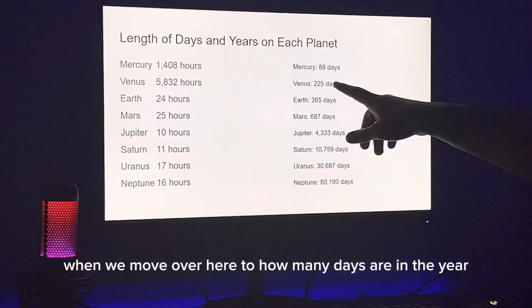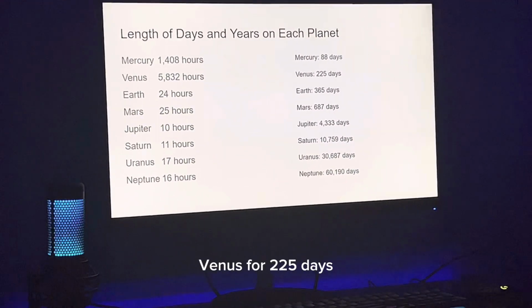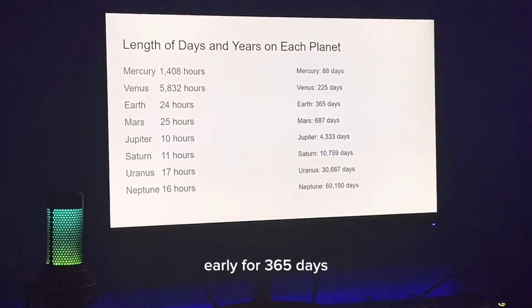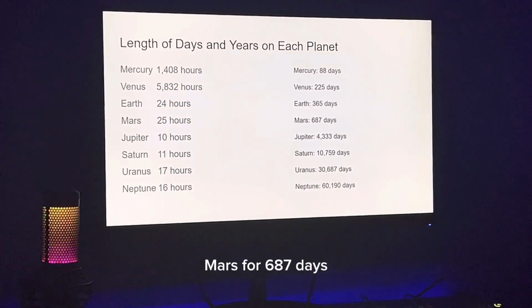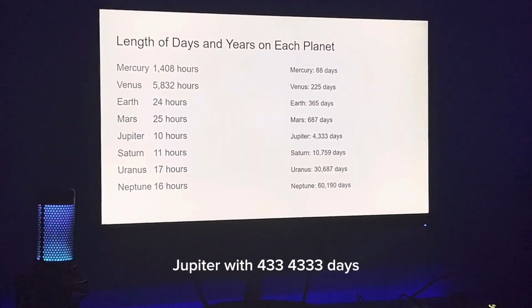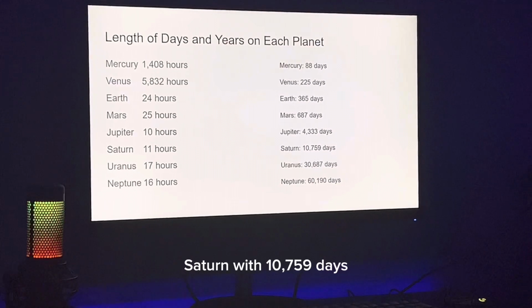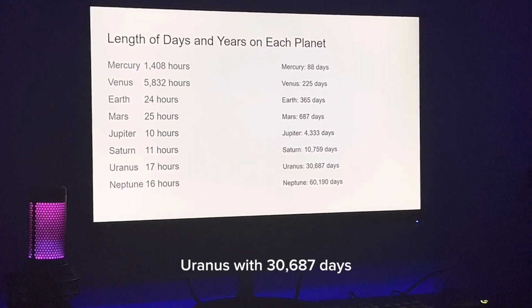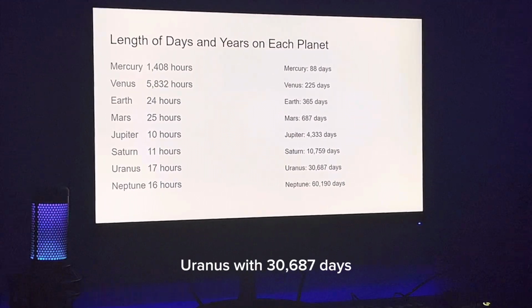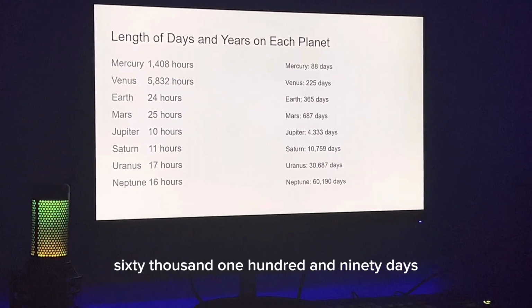When we move over here to how many days are in the year, we have Mercury with 88 days, Venus with 225 days, Earth with 365 days, Mars with 687 days, Jupiter with 4,333 days, Saturn with 10,759 days, Uranus with 30,687 days, and Neptune with the most, coming in at 60,190 days.